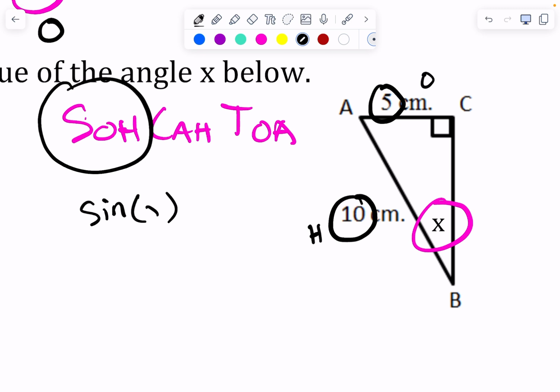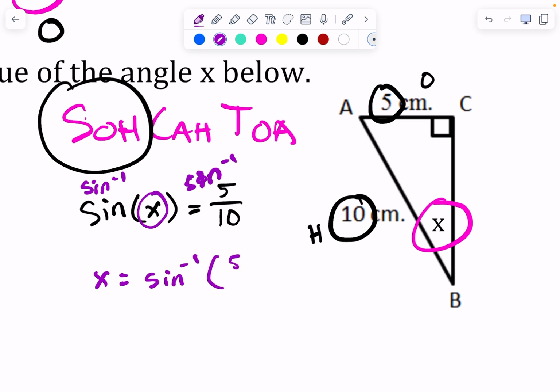Sine of what? What goes inside the sine? X equals, opposite is 5, hypotenuse is 10. Okay, now how do I get x out of there? You do the inverse sine. Inverse sine. So x equals the inverse sine of 5 over 10.